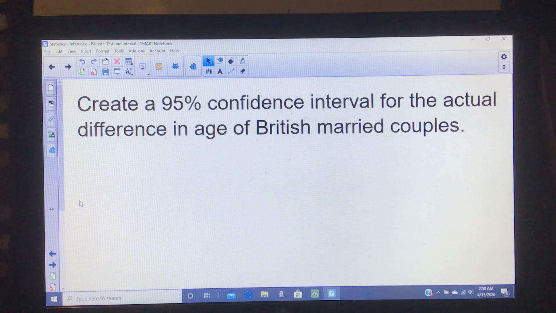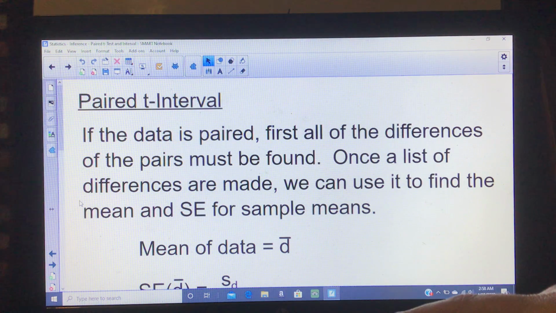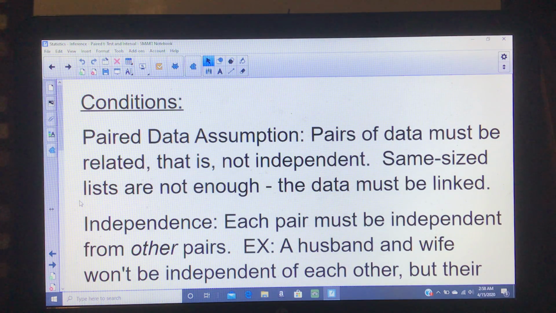So the first thing when doing any of this is to check the conditions. I'm just going to do that verbally as usual because it takes a while to write them out. So let's go back to the conditions real fast and check them out.